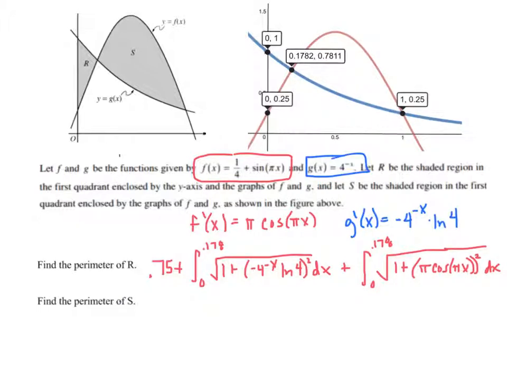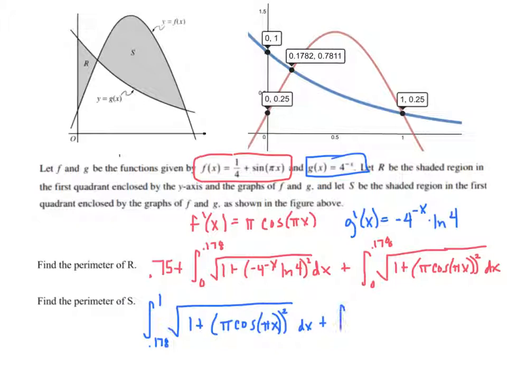So we're going to have an integral from x equals 0.178 to x equals 1. It's going to be the square root. I'm going to do the top curve first. Not that it matters, but I'm going to do that first. So it's going to be 1 plus f prime of x, excuse me, squared.